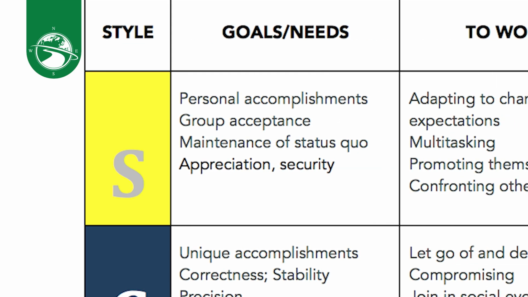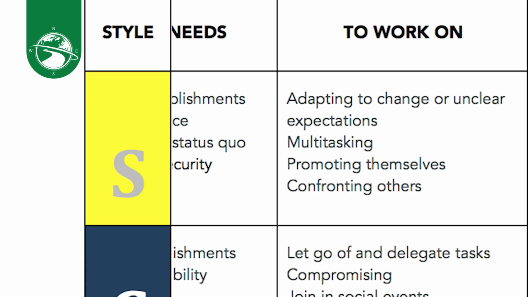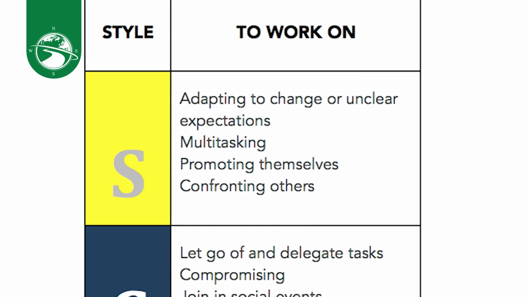For goals and needs, what's driving a high S is personal accomplishments, group acceptance, maintenance of the status quo. They don't like a lot of change, and appreciation and security. And the things that high S's need to work on are adapting to change or unclear expectations, multitasking, promoting themselves, and confronting others.